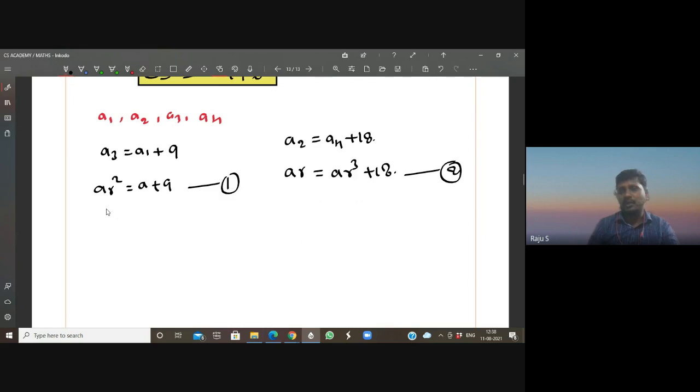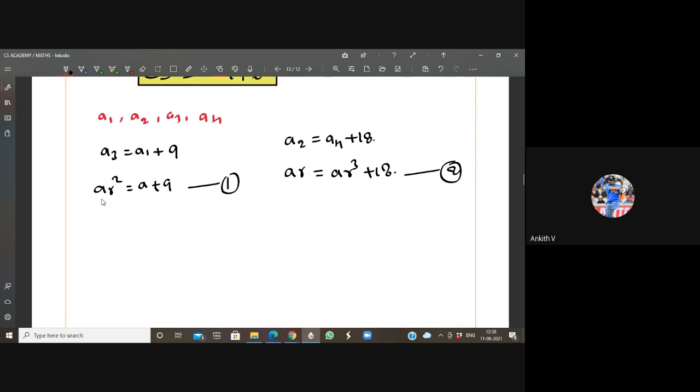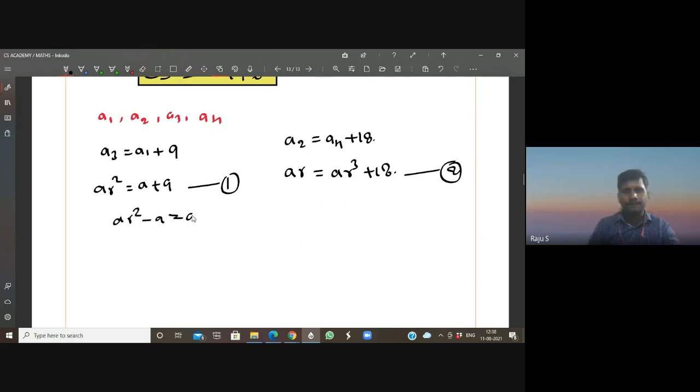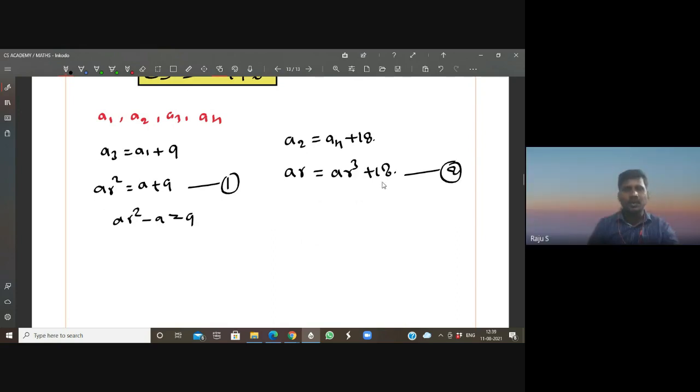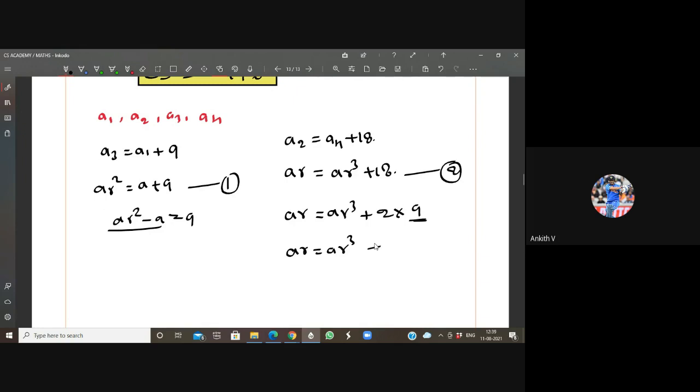How can you simplify that? I want to ask you. Sir, take A, A R square is equal to A plus 9, sir. Take A common, sir. Instead of that, why don't we do it like this? This is 9, you know. AR is equal to AR cube plus 18 can be written as 2 times of 9. In place of 9, you can substitute this. That's your wish. Any one of them we will do. If you do that, it will also be perfectly cancelled.